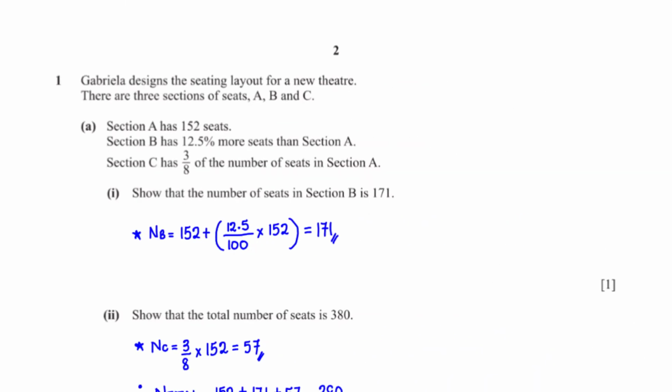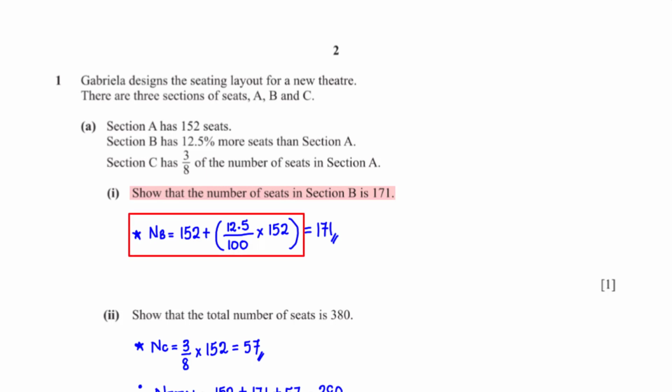Gabriela designs the seating layout for a new theater. There are 3 sections of seats A, B, and C. Section A has 152 seats. Section B has 12.5% more seats than Section A. Section C has 3/8 of the number of seats in Section A. Show that the number of seats in Section B is 171.